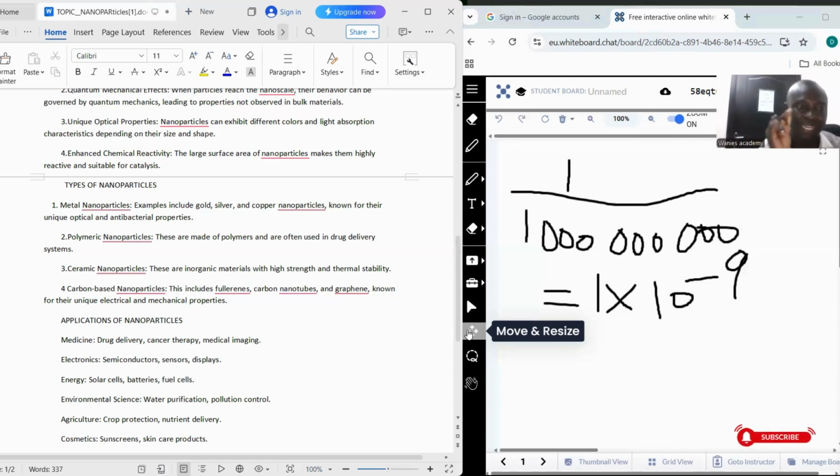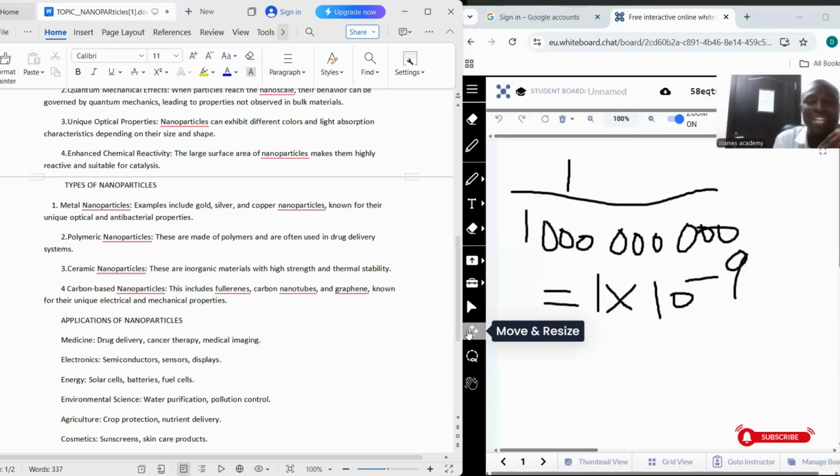That is polymeric nanoparticles. Then we have what we call ceramic nanoparticles. Now these are inorganic materials with high strength and thermal stability. So that means they can withstand excessively high temperature when you make use of them. So ceramic nanoparticles are mostly inorganic materials and they have high tensile strength. And of course, they have high thermal stability, meaning that they can withstand extremely high temperature.